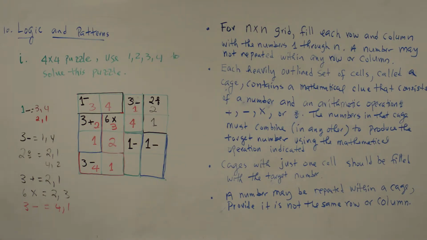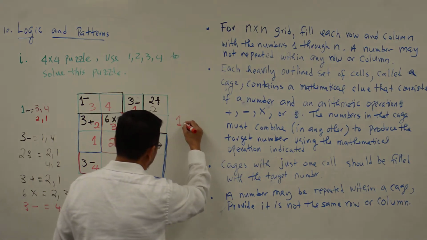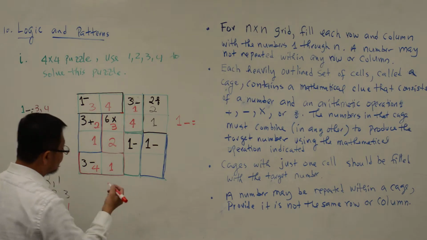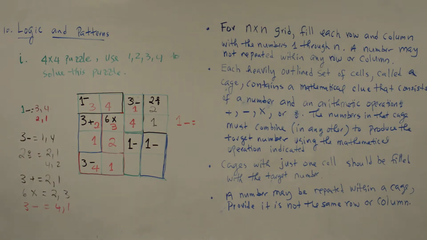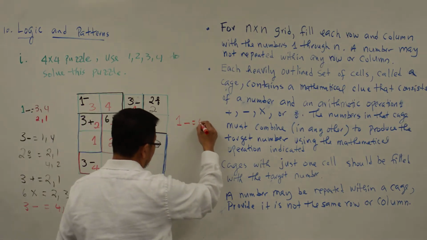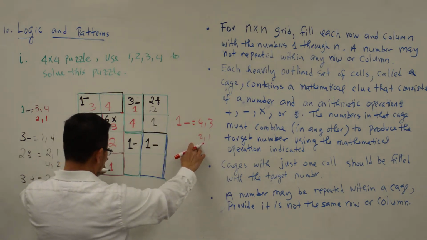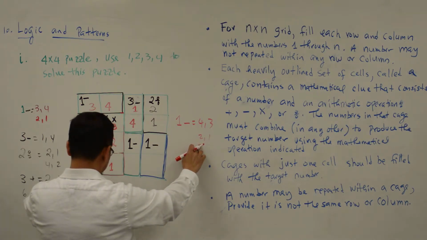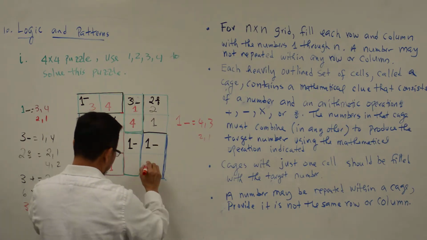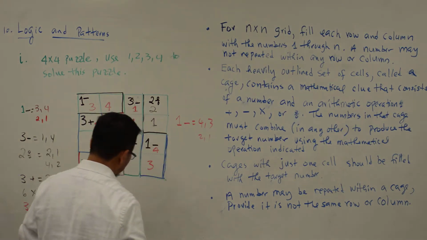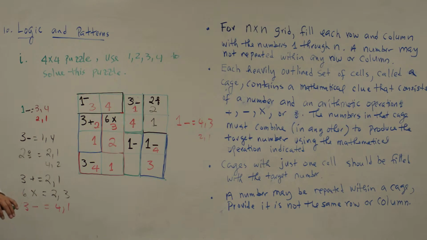For 1 minus here, we can use 3 and 4, 4 and 3, or 2 and 1. We cannot use 2 and 1, we must use 3 and 4. You cannot use 4, so you put only 3 here. Then it becomes 4. So that is your 4 minus 3 is 1.